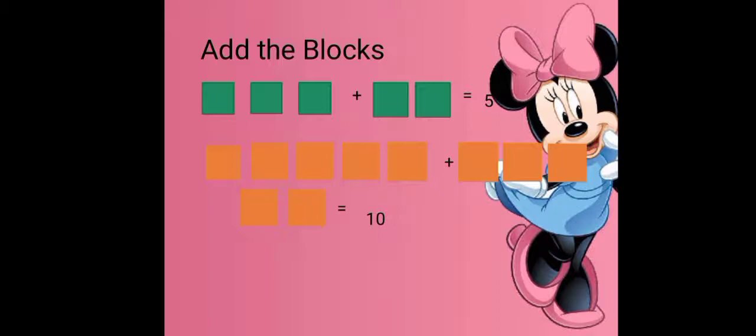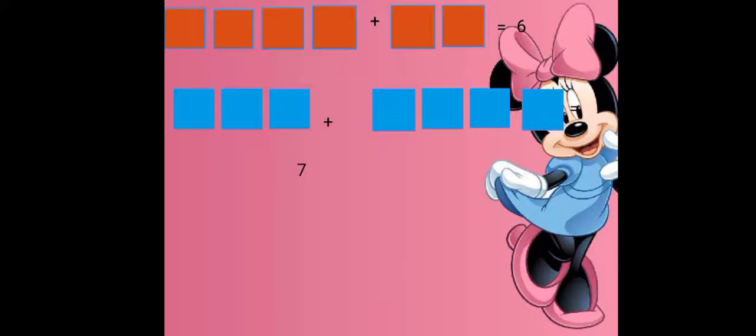The second example: 1, 2, 3, 4, 5 blocks plus 1, 2, 3, 4, another 5 blocks. 5 plus another 5 blocks equals, very good students, 5 plus 5 blocks is equal to 10 blocks. Very good. Okay, another example.